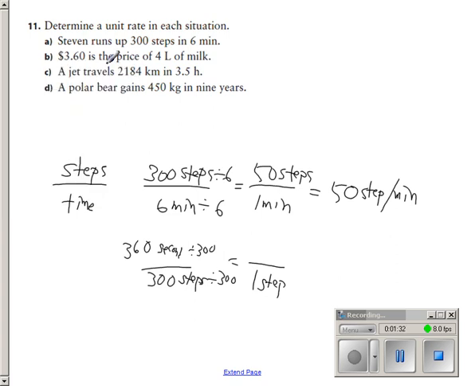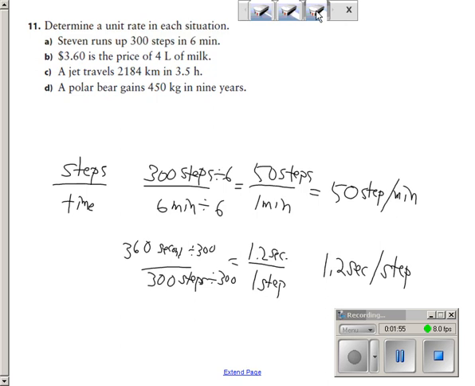So what does that mean? Well, this unit rate from the same information says 1.2 seconds per step. That's how long it takes me to do a step. Both of those are correct answers. And I won't do that for B, C, and D, but hopefully you get the idea that those can be interchangeable if you wanted them to be.